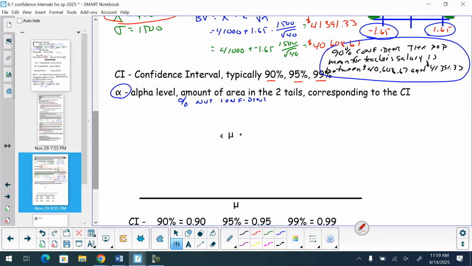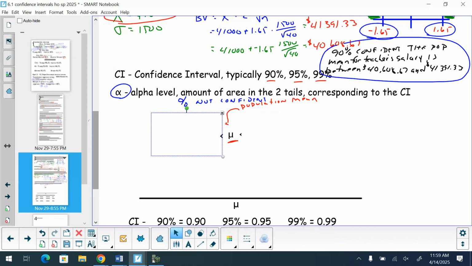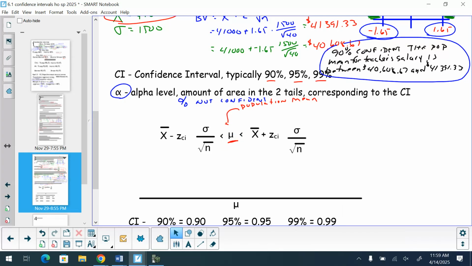Once again, we are looking for estimates for the population mean. And if we look at the population mean, what we will be saying, using our confidence intervals, is that our population mean is going to be somewhere in between the sample mean plus or minus your z-value for the confidence interval times the standard deviation divided by square root of n. Some multiplication in there.